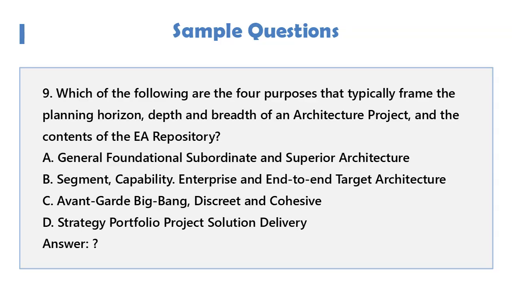9. Which of the following are the 4 purposes that typically frame the planning horizon, depth and breadth of an architecture project, and the contents of the EA repository? A. General, foundational, subordinate and superior architecture. B. Segment, capability, enterprise and end-to-end target architecture. C. Avant-garde, Big Bang, discrete and cohesive. D. Strategy, portfolio, project, solution delivery.